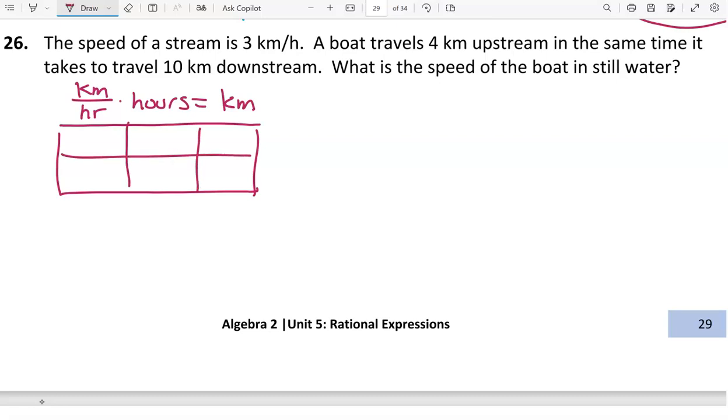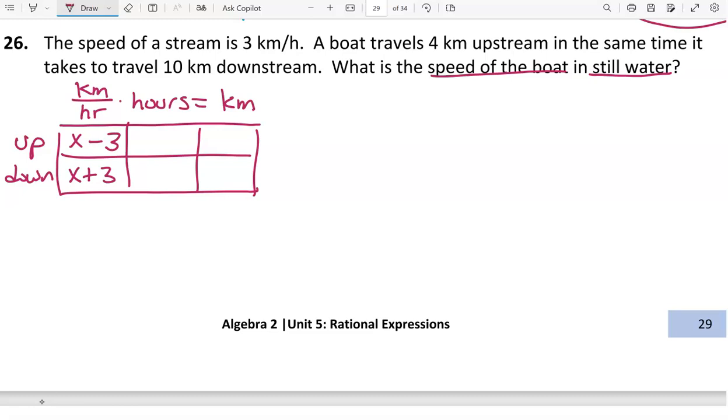And we are traveling upstream and then back downstream. And the speed of the stream is 3 kilometers per hour, and we are looking for the speed of the boat in still water. So it's important to remember that the speed of the boat, if it were in still water, could be called x, but if we're traveling upstream, we have to subtract the current speed from it. If we're traveling downstream, we have to add the current speed to it. So x minus 3 and x plus 3 are those rates, upstream and downstream.